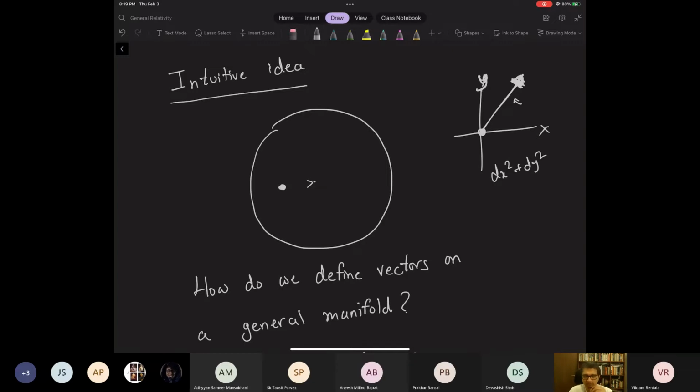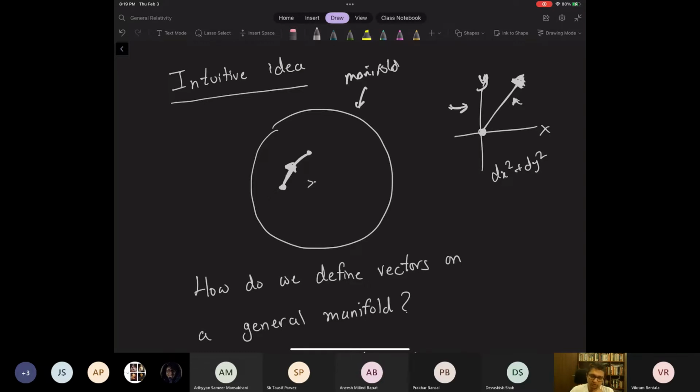So we don't have a notion of distance measure, so we don't know how to draw straight lines between 2 points. That is, if we draw 2 points, first of all, we don't know how to draw a straight line between them. Second, the straight line is in some sense curved as we go from one point to another point.